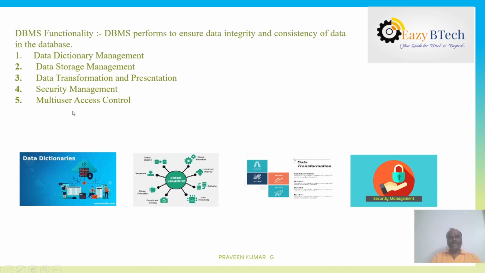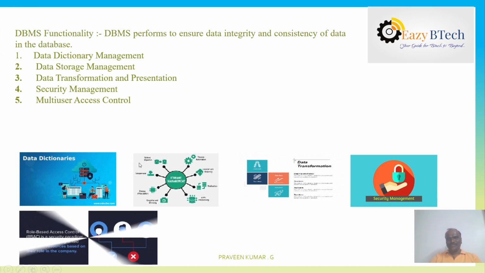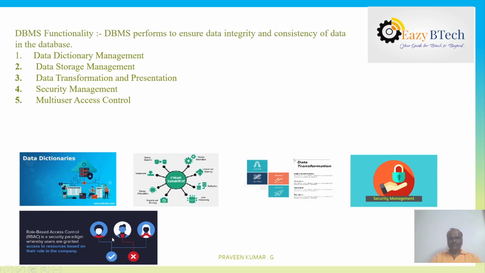Next one is multi-user access. What is multi-user access? The same database. Suppose you want to book tickets with South Central Railway from Hyderabad to Delhi, on the AP Express. 3 members want to book tickets in AC first class. The first person is logged in, and until the first person completes, the second and third persons wait. This is nothing but multi-user access control.